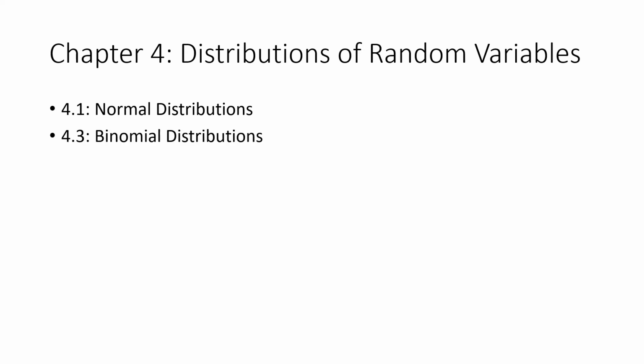In chapter 4, we're going to look at distributions of random variables. We are going to look at just 2 of the distributions in this chapter. The first one in section 4.1, we'll look at normal distributions. And we'll also cover section 4.3, which talks about binomial distributions. If you have a real interest in probability and you have some extra time, feel free to explore the other sections of these chapters that we're not covering, but you won't be tested on them and the homework won't cover them.